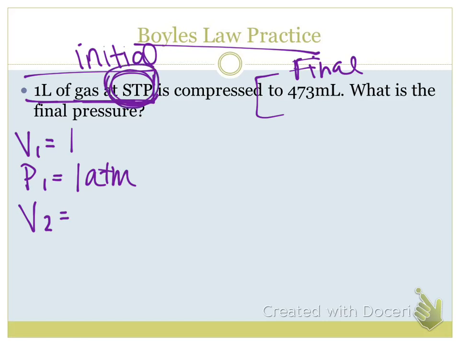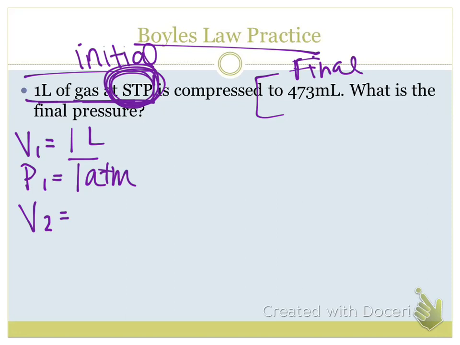It says at STP, that's a condition, right? STP is standard temperature and pressure. So if something is at STP, we wrote it down that it's 0 degrees. Okay, so our final volume, can we keep that in milliliters? No, we can't because our initial was in liters. Okay, if our initial would have been in milliliters, we could have kept it. We want to make them consistent.